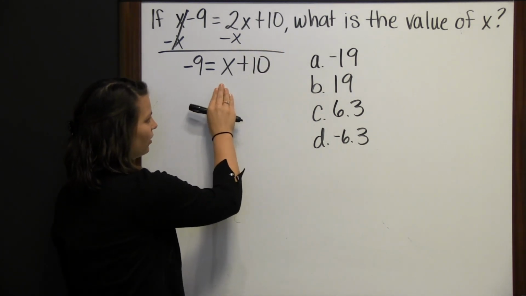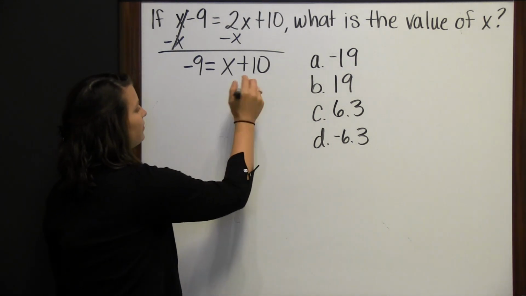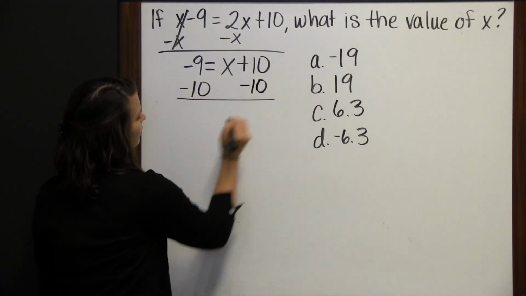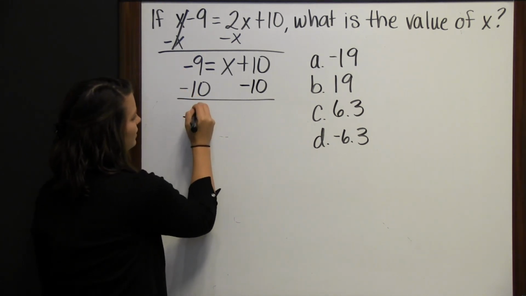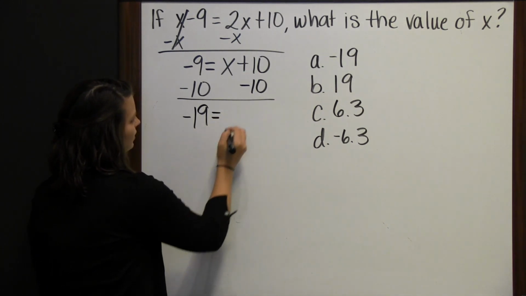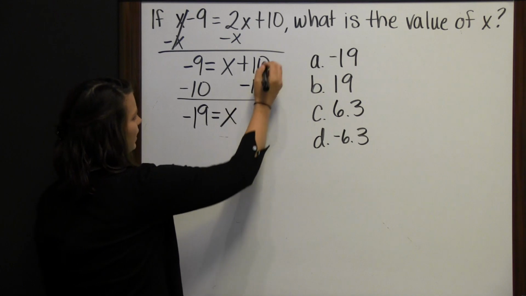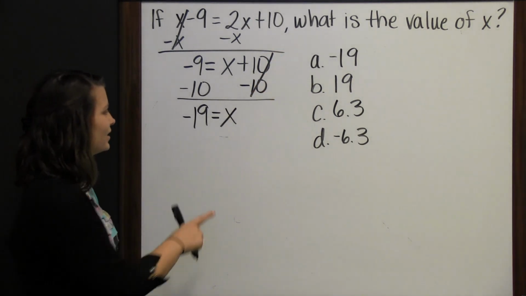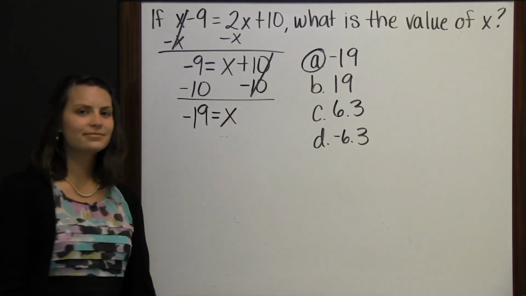To get x by itself, we need to get rid of this plus 10. So the opposite of adding 10 is subtracting 10. So subtract 10 from both sides. Negative 9 minus 10 is negative 19. Bring down the equal sign, and we have our x. Plus 10 and a negative 10 cancel. They're additive inverses of each other. So we get that x equals negative 19, or A.